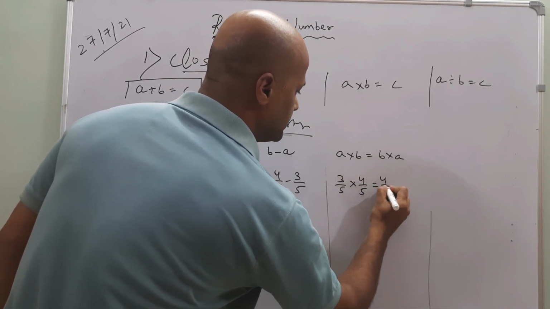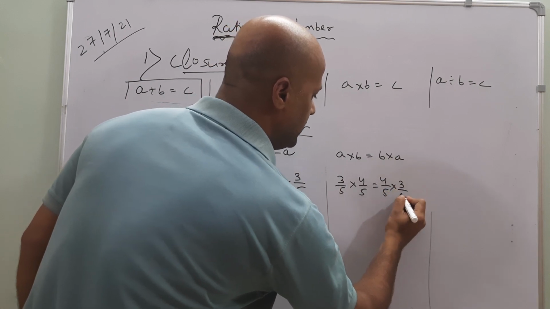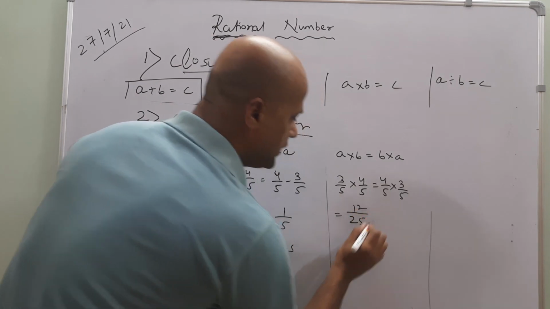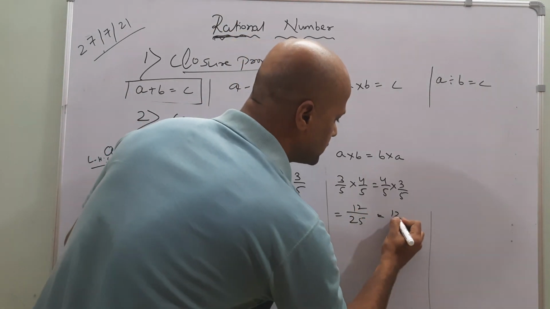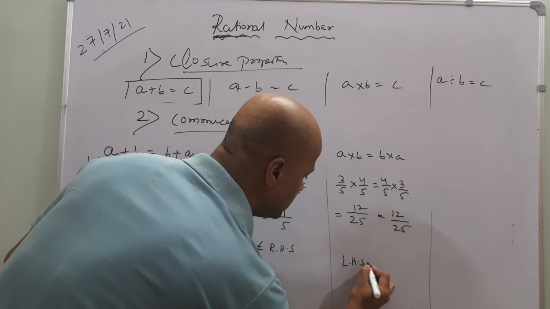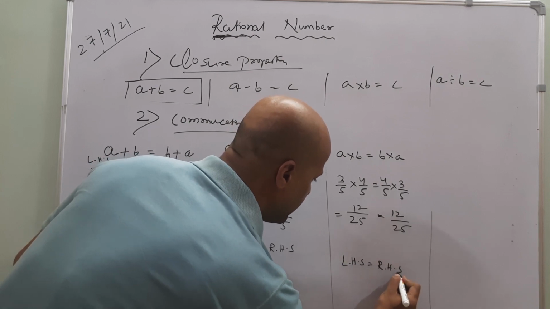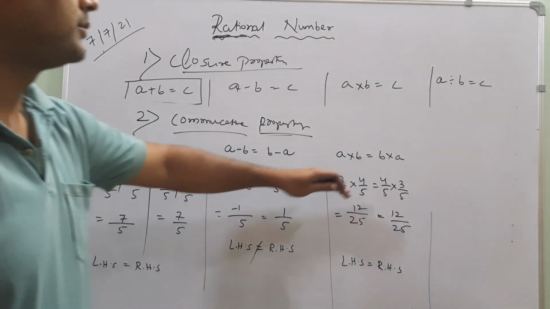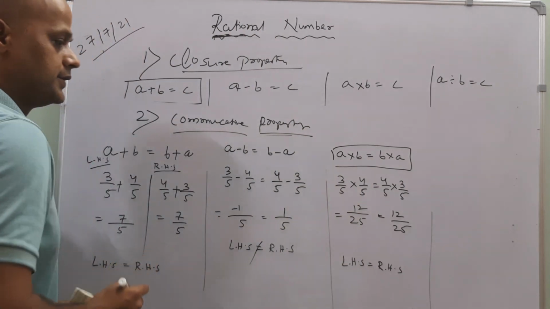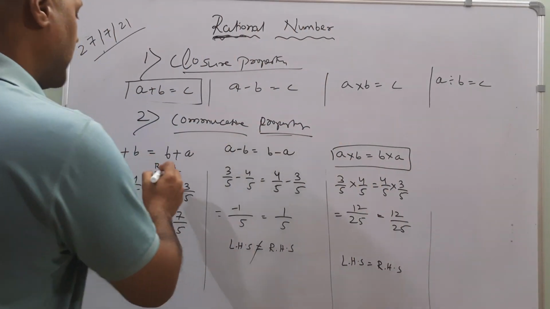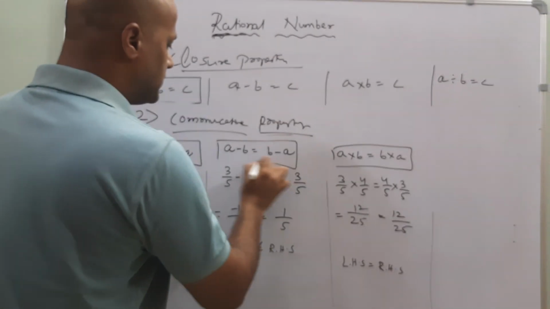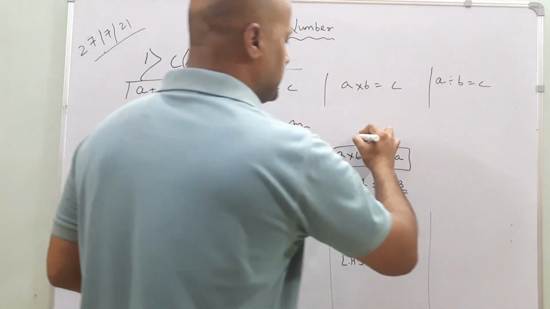3 by 5 into 4 by 5. Okay, now 5 fives are 25, and 3 fours are 12. So 12 by 25. Here it is also 12 by 25. Here in the case of multiplication, the commutative property follows for rational numbers in this form. Okay. So in the case of addition, it follows the commutative property. In subtraction, it does not. In multiplication, it follows.